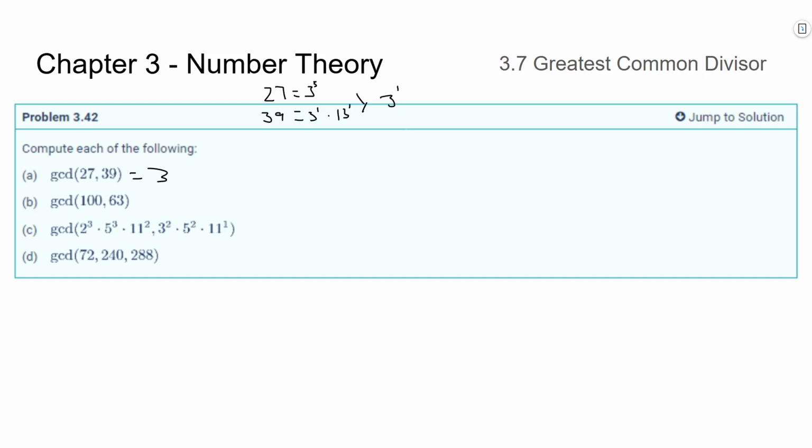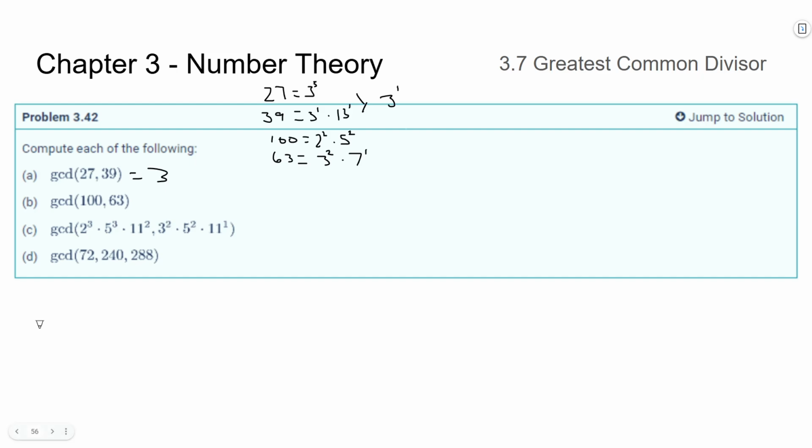Okay, so next one we have 100. It's going to be equal to, well, we know 10 squared is 100, which would mean it would be 2 squared times 5 squared. Right? 2 squared times 5 squared. Okay, and 63 would be 3 squared times 7 to the 1. Ooh, okay, interesting.